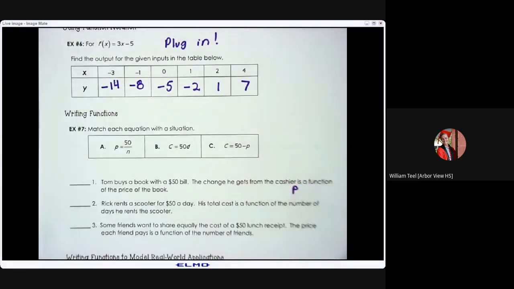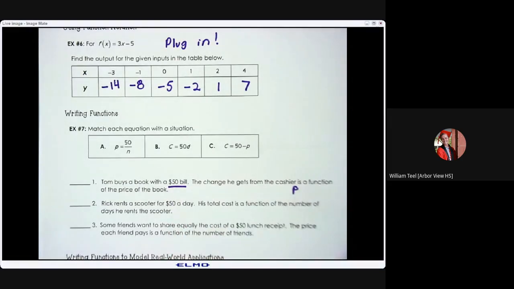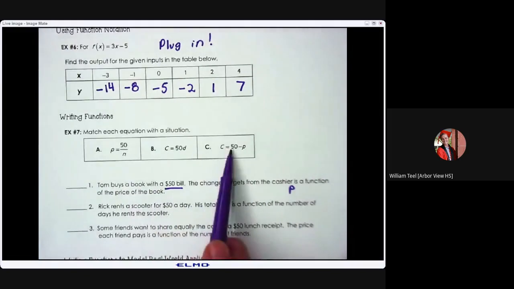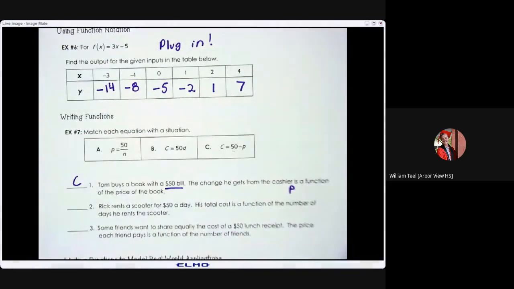Listen, the $50 bill is going to be your constant, right? That is what you start with no matter what. So we want to look for a function where $50 is the constant. Now, C is the only function here that has a constant of 50. So that means that C is going to represent number 1.